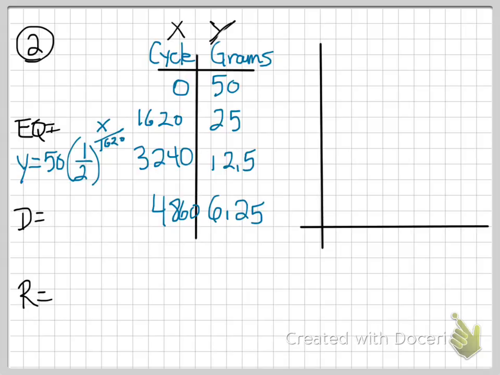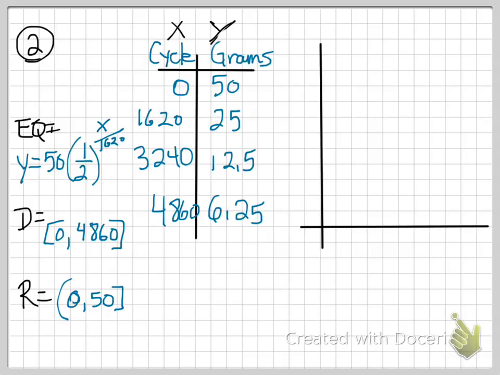Okay? So my domain, in this case, we're just going from 0 to 4,860. My range goes from 0 to 50, assuming I can get to 0. Can I get to 0? Not really. So that needs to be a parenthesis with that 0.